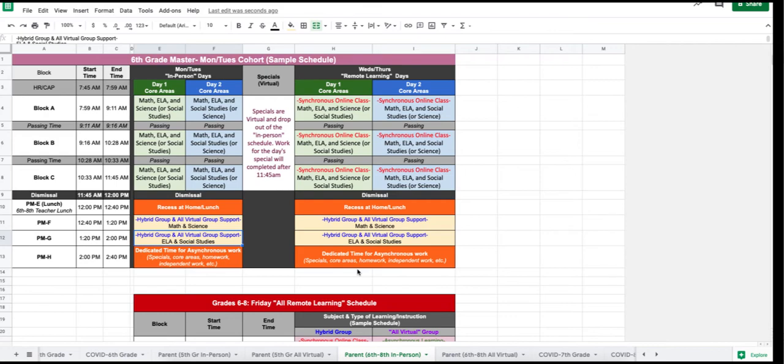So what does support mean? Support could be a time for them to engage with a teacher one-on-one if they had questions or don't understand something. It's time for the teacher to be able to answer questions as the kids are submitting them through the day. So these 2 periods would be to support students who are at home in the hybrid environment.